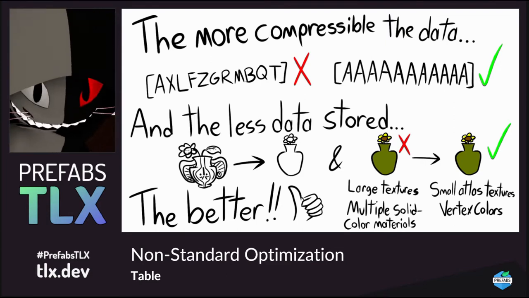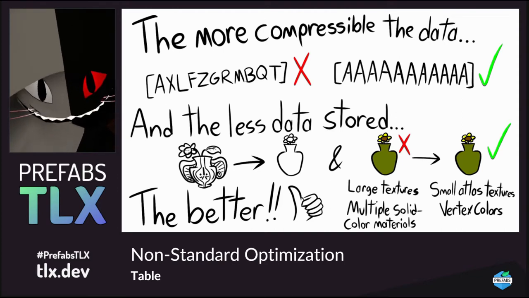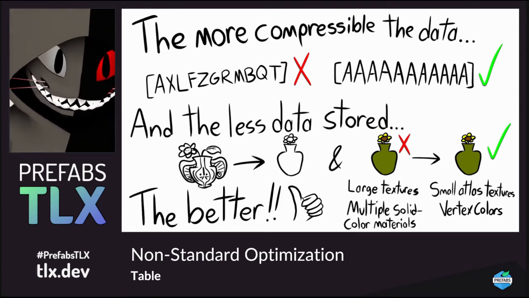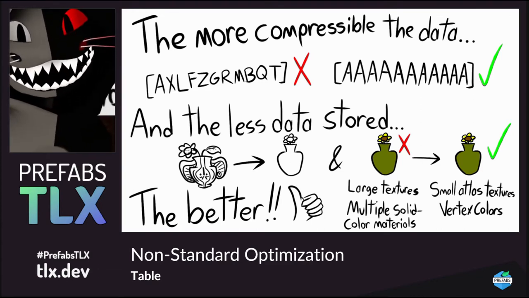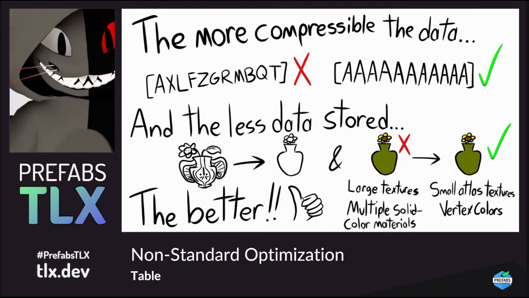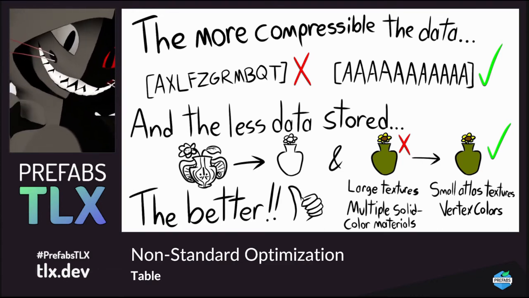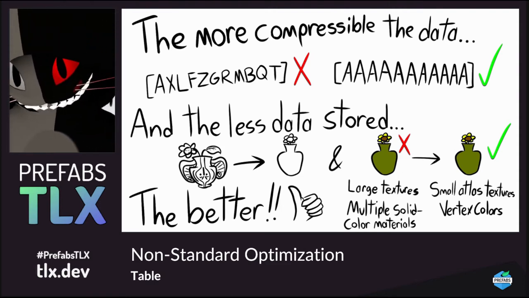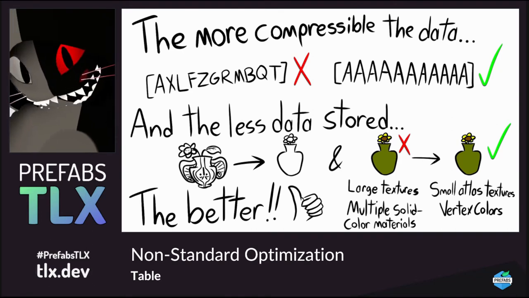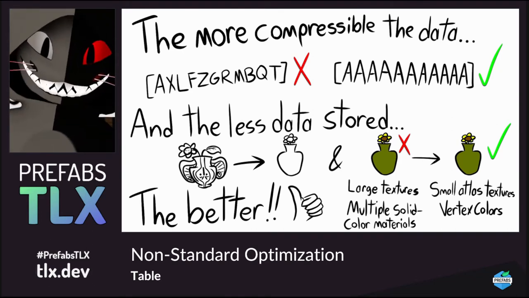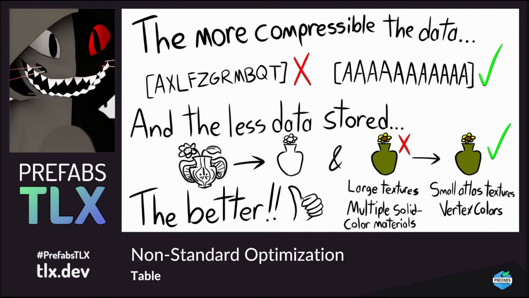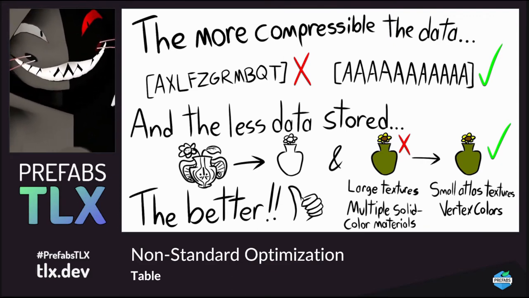If you're going to make a vase with little flat colors, don't make large textures you don't need for single color things. Don't use multiple solid color materials, which is usually more compressible, but performance goes down, and everything's a trade-off, as you're about to see. You know, vertex colors are cool. Smaller little color atlases are cool. Keep doing cool things, you'll be cool. Don't do cool things, I will watch you in your sleep.